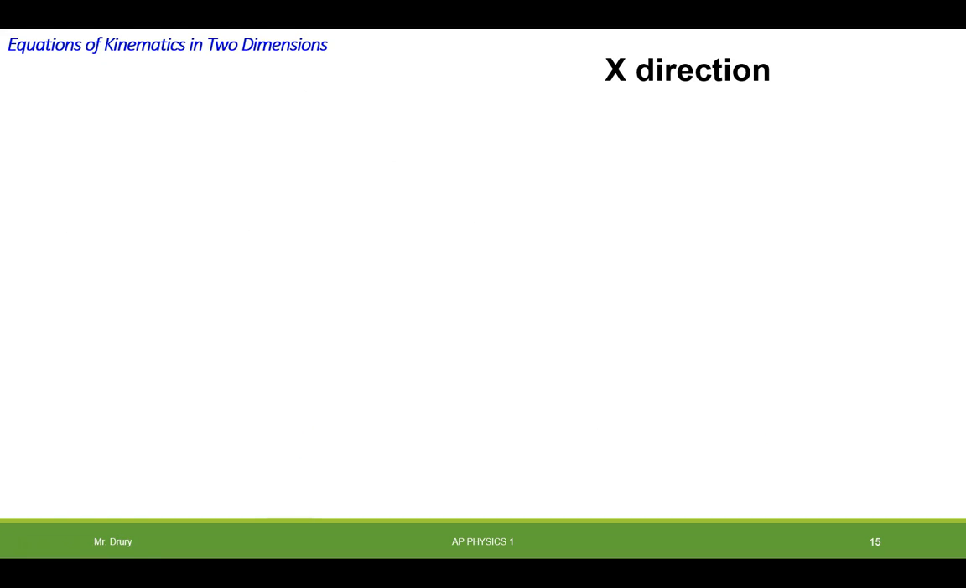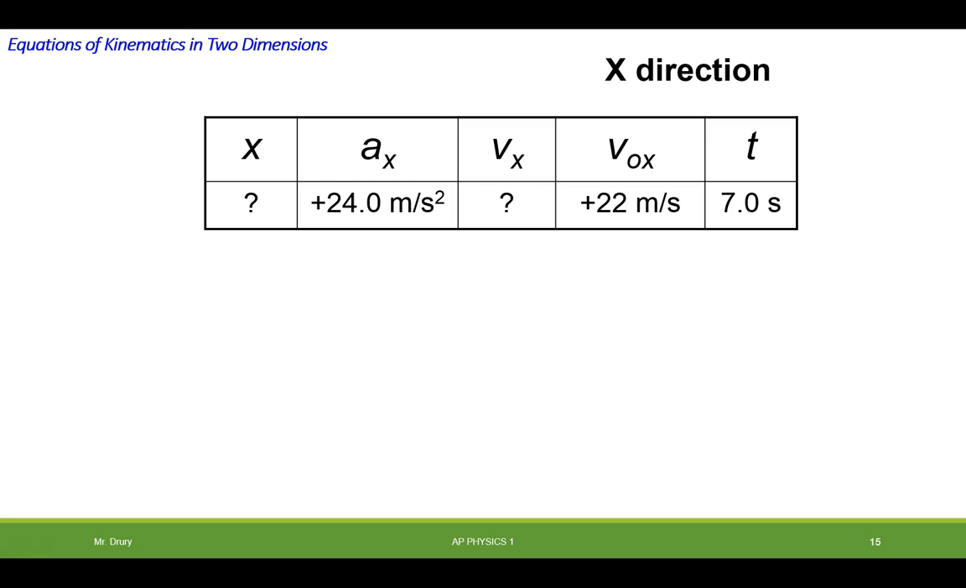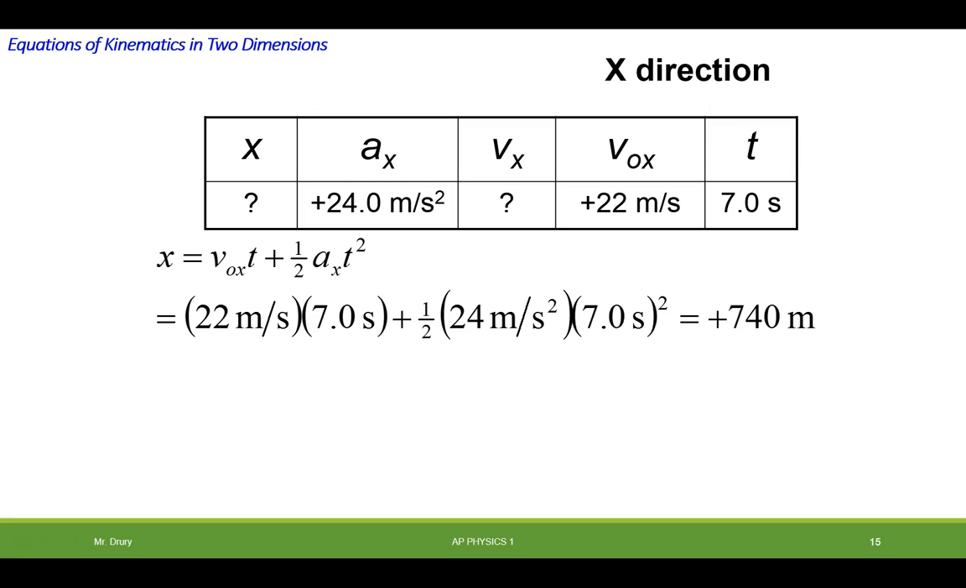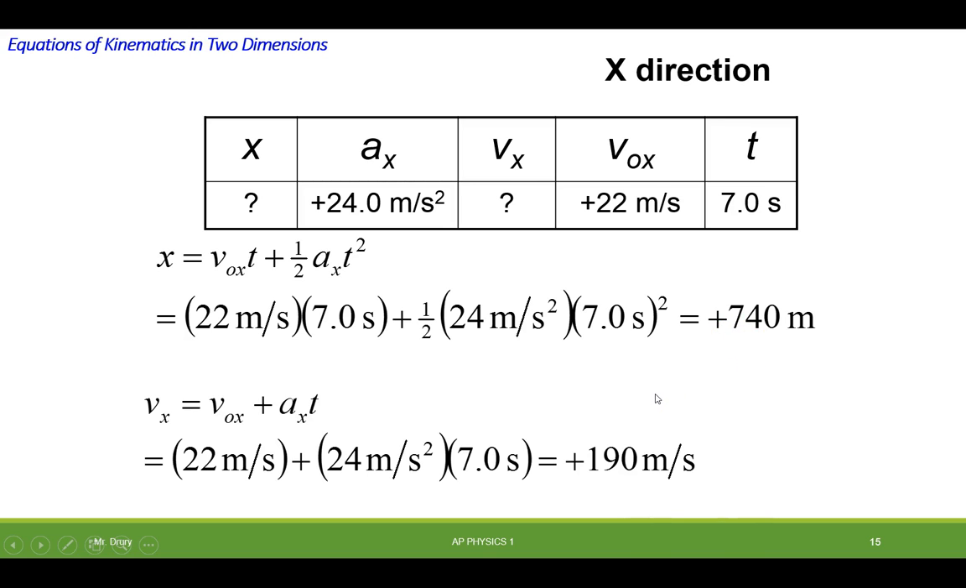Alright, so now let's look at the x direction. Notice none of the y direction components have anything to do with this because x and y are completely independent. Here we solve for how far it will go in the x using only the x numbers. Initial velocity times time plus 1/2 the acceleration in the x times time squared equals 740 meters. And the final velocity in the x, the initial velocity plus acceleration times time, is 190 meters per second.